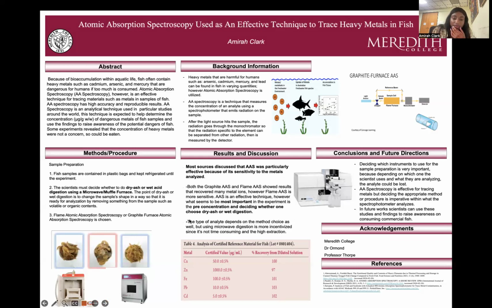So with one of the experiments, this is one of the tables from it. It shows their percent recovery from the diluted solutions and their concentration here. And it shows the metals: iron, zinc, cadmium, lead. It shows their concentration, and they have a high recovery. So it showed that using AAS and specifically flame AAS was very effective.